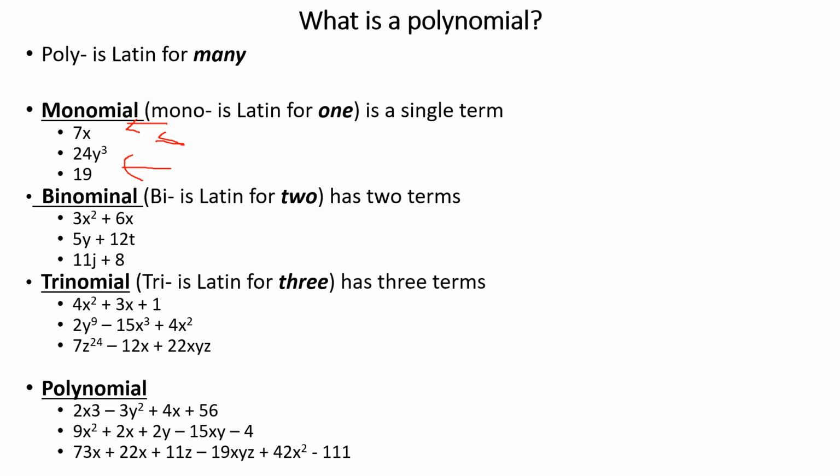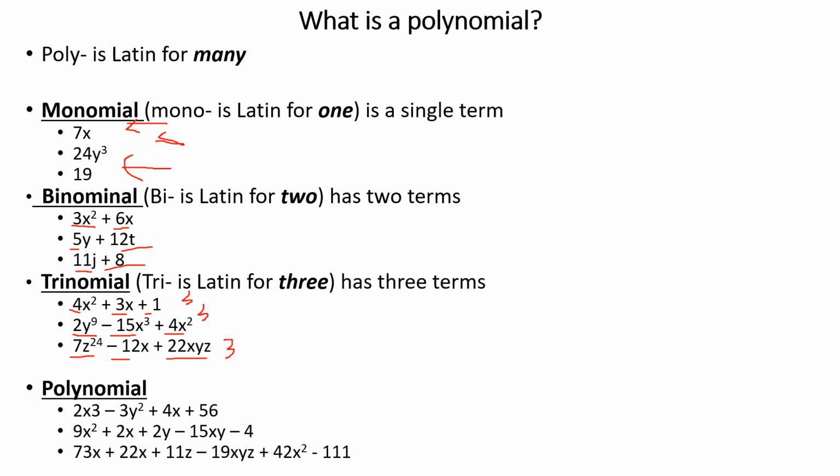Binomial, bi meaning 2: 3x squared plus 6x, that's 2 right there. 5y plus 12t, those are 2. 11j plus 8, there are 2 there. Trinomial, tri meaning 3: 4x squared plus 3x plus 1, there's 3 there. 2y to the 9th minus 15x cubed plus 4x squared, there's 3 there. And 7z to the 24th minus 12x plus 22xy is 3. All kinds of variables floating around there, but there's actually only 3 terms.